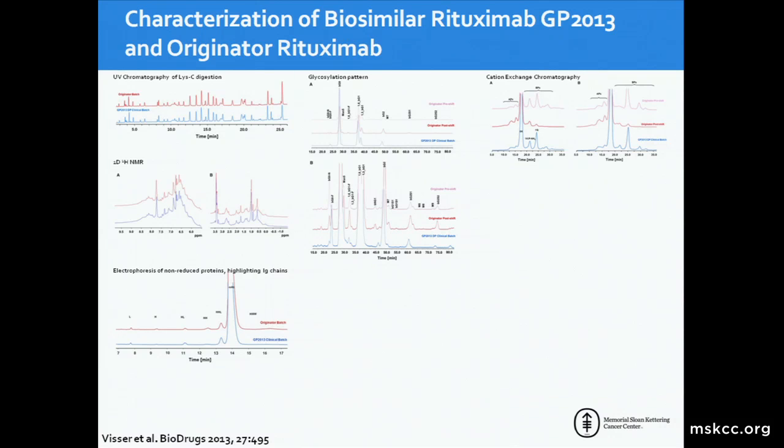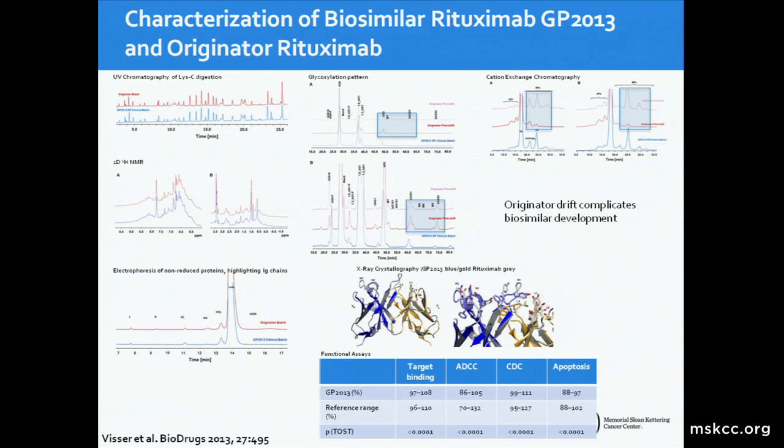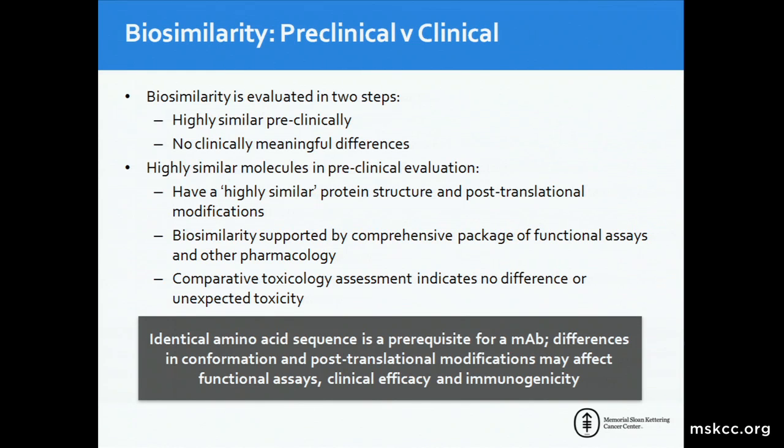But interestingly, if you look at different lots of the originator, there's drift among different lots of the originator, but you can only make the biosimilar similar to one of the products. And so this is a challenge, a major challenge that we have in biosimilar development. But if you look at the X-ray crystallography of the biosimilar, it completely is identical. And it turns out that the functional characterization is actually a little tighter with the biosimilar than it is with the reference product. To prove biosimilarity, you have to have preclinical and clinical evaluation.